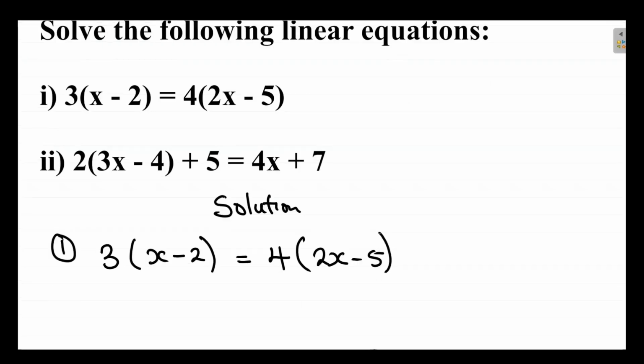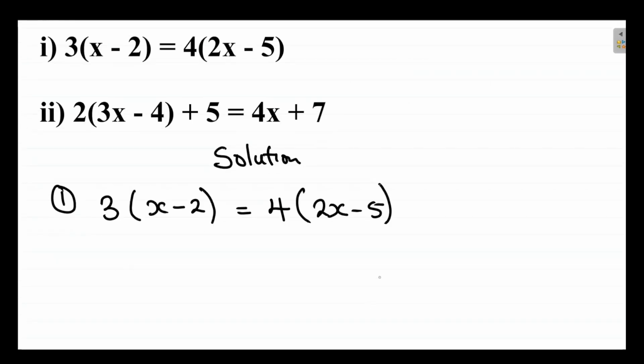Now, the first thing we do is expand our bracket on both the left hand side and the right hand side. So we have here that 3 times x is 3x, 3 times negative 2 is negative 6, equal to 4 times 2x is 8x, 4 times negative 5 is negative 20. Again, we have 3x here and we have 8x here. So we will collect like terms.